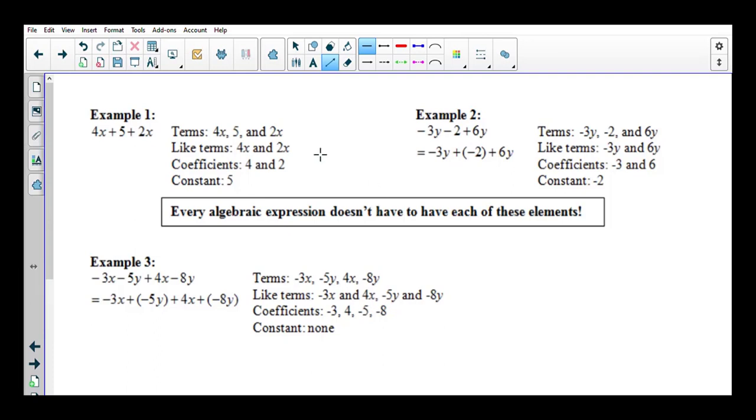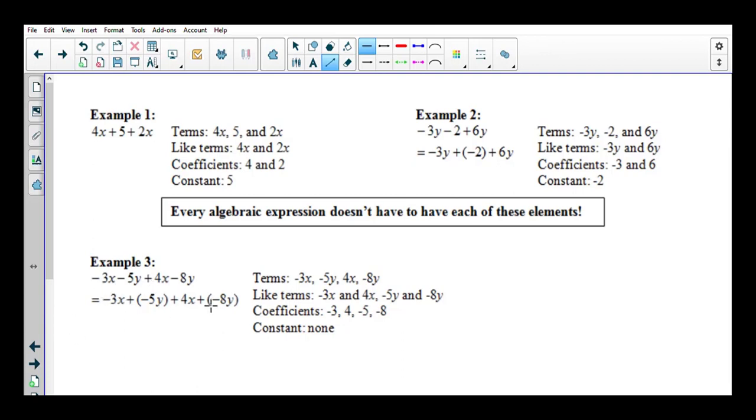So just be aware that every expression doesn't have to have, well, it should have terms, but it may not have like terms. It's possible it might not have coefficients if it doesn't have any variables, but then it's not going to be an algebraic expression. But it might not have constants, because those are the numbers that are by themselves. For example, example 3.